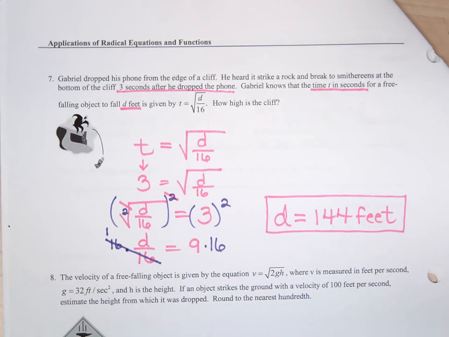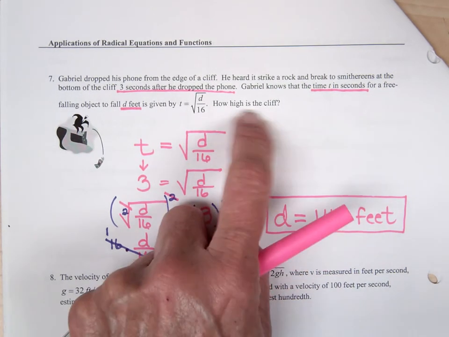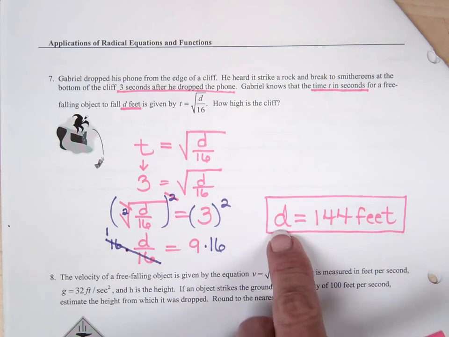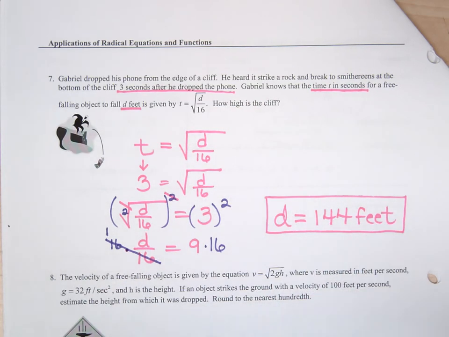Okay, ready. Oh, how high is the cliff? The cliff is 144 feet.